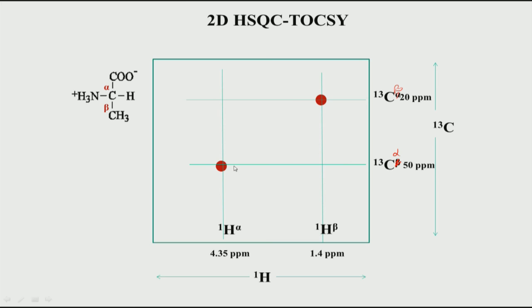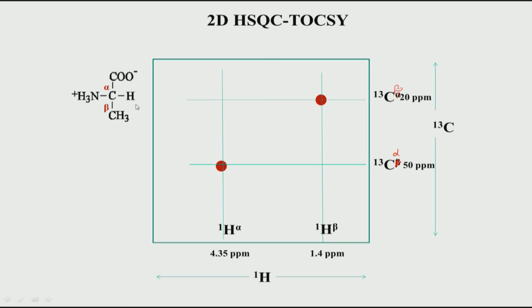Please note that this is not a diagonal peak, although in this picture it looks like a diagonal, it is not diagonal because one axis is proton, other axis is carbon. So, you cannot expect a diagonal peak in this kind of a spectrum. Now, next is the TOCSY peak. So, HSQC peaks have come. Now, the spectrum correlation corresponding to TOCSY has to come. So, what is the TOCSY correlation?